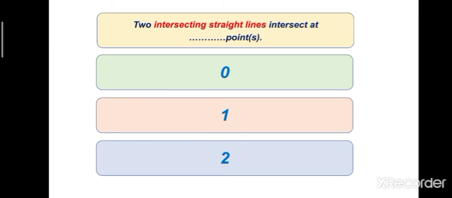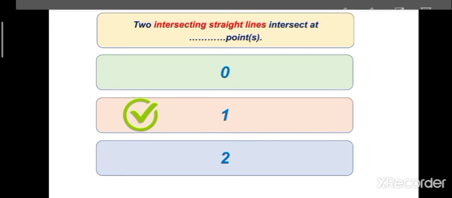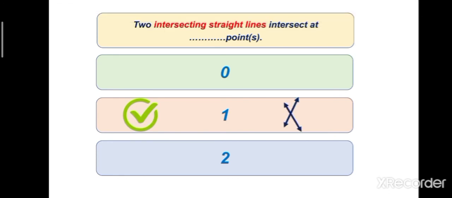Two intersecting straight lines intersect at: 0 point, 1 point, 2 points. Two intersecting straight lines intersect at only 1 point. Any two intersecting lines just intersect at 1 point. Either they form two acute angles and two obtuse angles, or they are perpendicular and form four right angles, but they just intersect at 1 point, only 1 point of intersection.